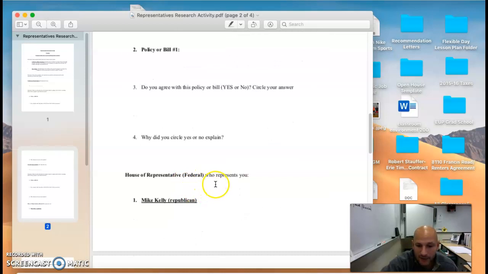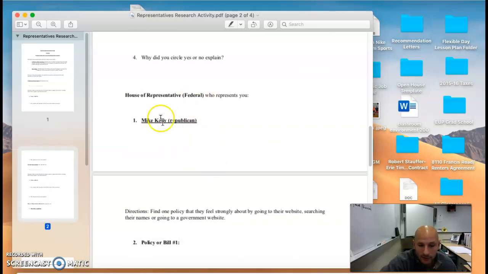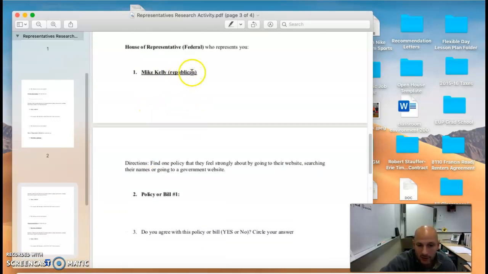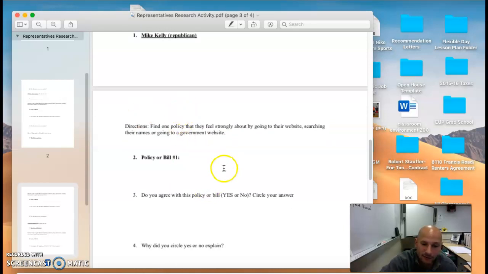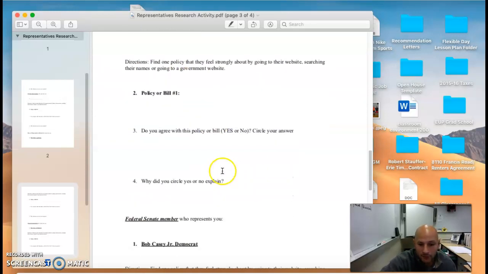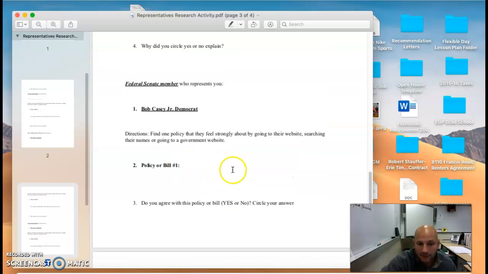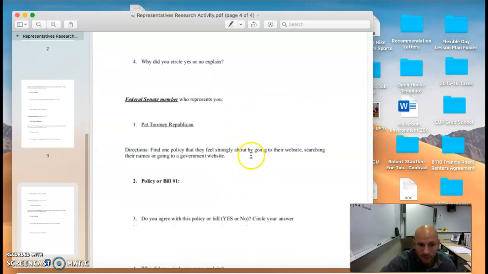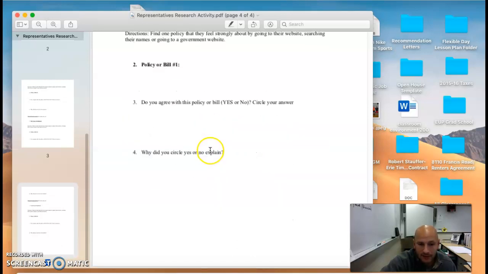House of Representatives Federal, who represents you. So I literally inserted this one for you, so you don't have to do it. Mike Kelly. Do a little research on Mike Kelly. Find a view that Mike Kelly has. Could be on a big view, okay? So things like gay marriage and the military and abortion, okay? And see how he views that. This guy represents you, okay? If you agree with him, yes or no. Bob Casey Jr., Democrat, same thing. Big views. This is a federal one. Represent the country. And then Pat Toomey, last one.